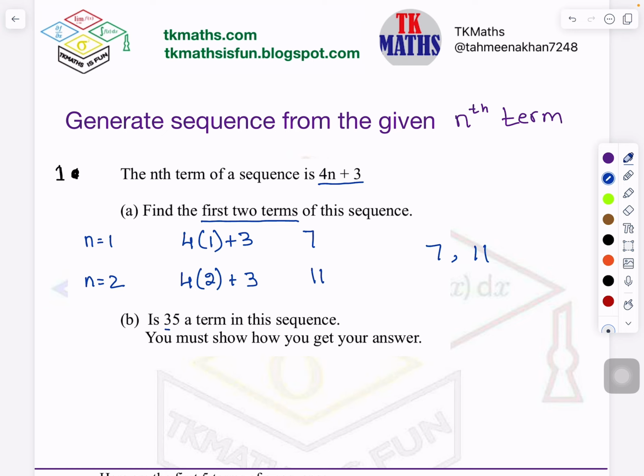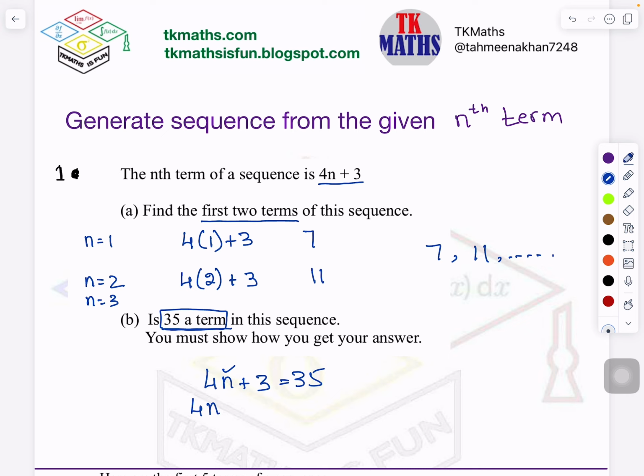Next question: is 35 a term in this sequence? Of course, this sequence will generate numbers. If I write n as 3, 4, 5, 6, I will get numbers here. I want to check whether 35 is part of this sequence or not. So how will you show it? You remember what I told you: you put the nth term equal to that number, which is 35. And if you get an integer value of n, then it means the sequence has that number.